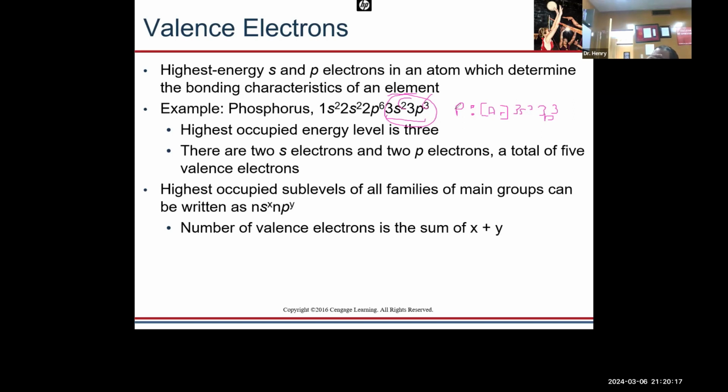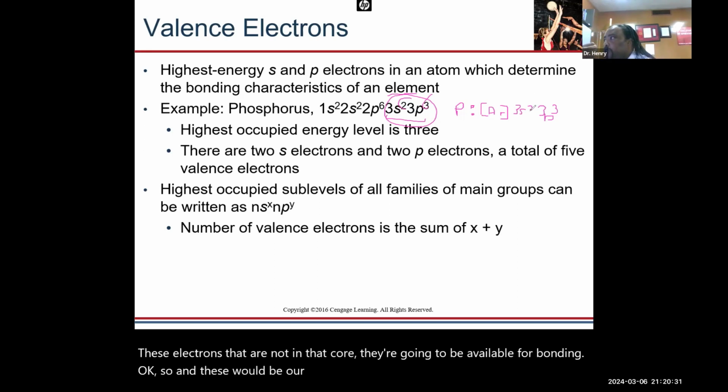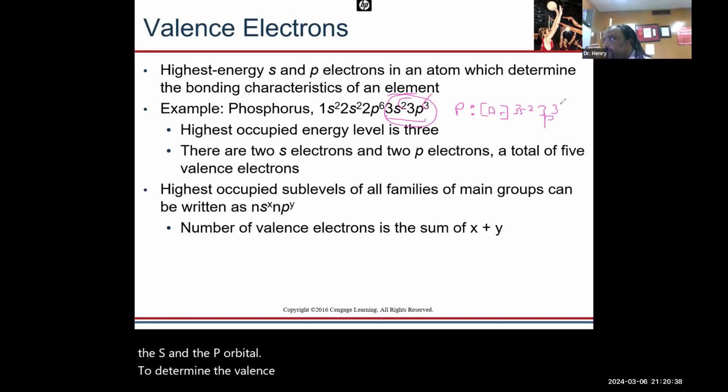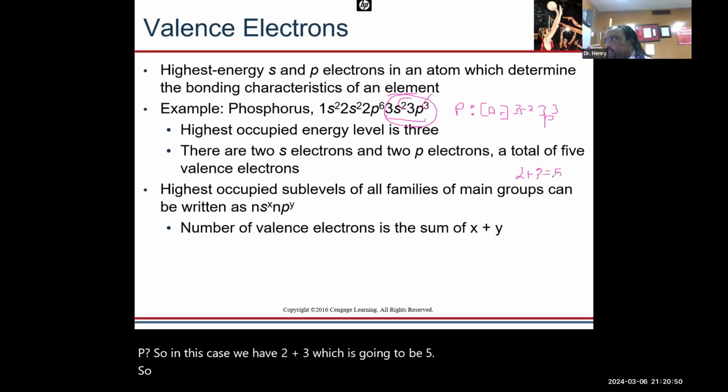Okay, so these electrons that are not in that core are going to be available for bonding. These would be our valence electrons. You count only the s and the p orbitals to determine the valence electrons. How many electrons are in the s and the p? In this case, 2 plus 3, which is 5. So phosphorus has 5 valence electrons.